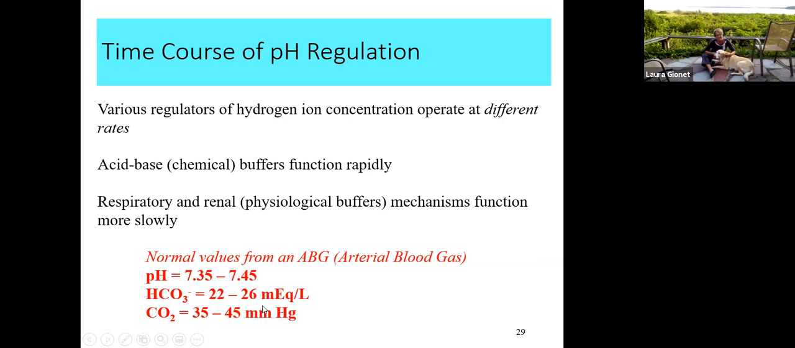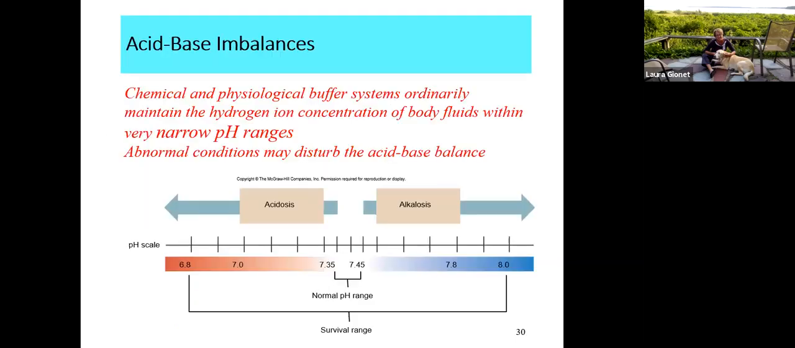I just want you to know what those units of measurement are for gases. Like when we take a blood pressure, we use millimeters of mercury. Carbon dioxide is measured the same way. Right? But do you know the values? The ranges are 7.35 to 7.45, 22 to 26, and 35 to 45. These are the normal values from arterial blood, not venous, but arterial sample.